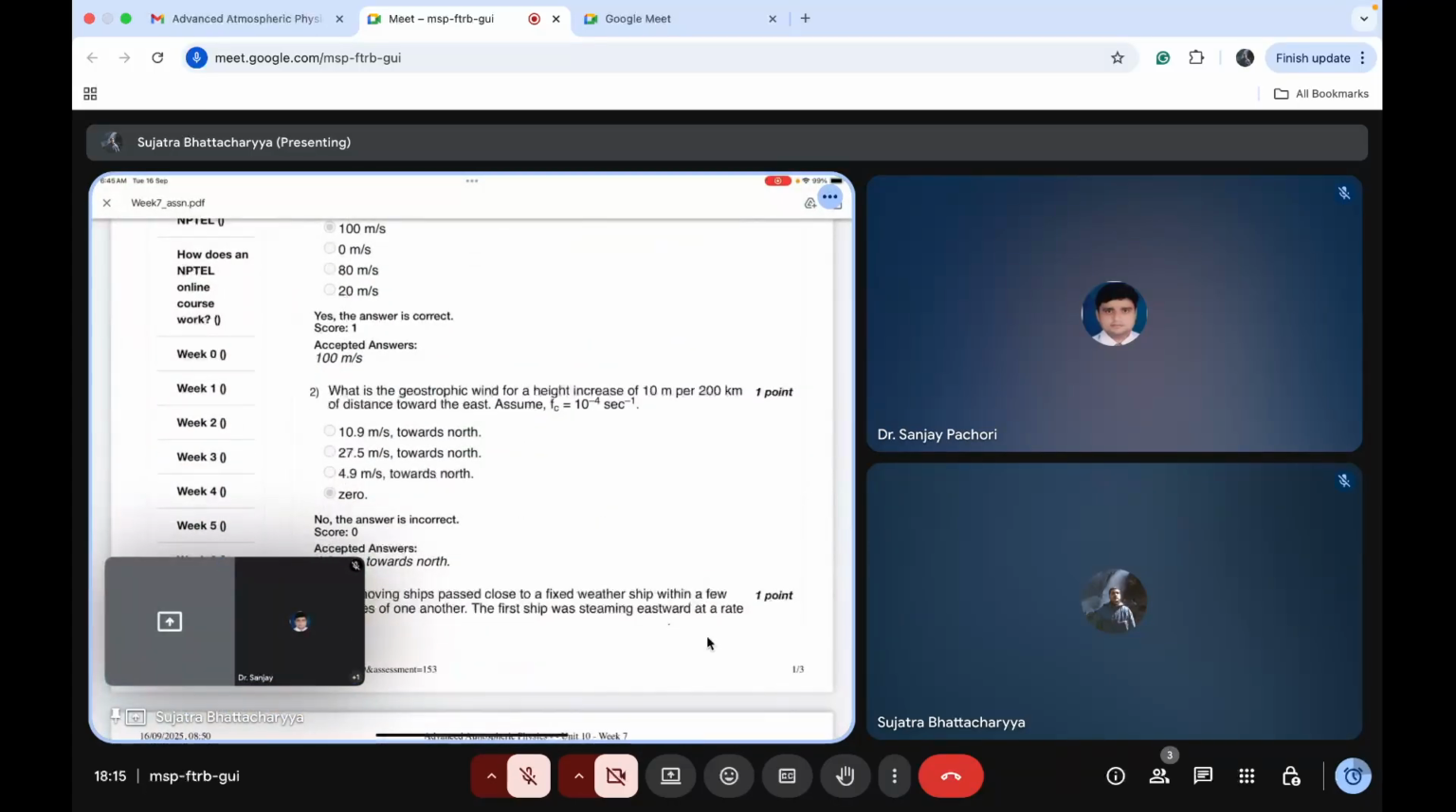Perfect. Next is, what is the geostrophic wind for a height increase of 10 meter per 200 kilometer of distance toward the east? Assume f, the Coriolis parameter, is 10 to the power minus 4 per second. So how will we proceed with this question? It's a bit simple. Just read the question: geostrophic wind for a height increase.